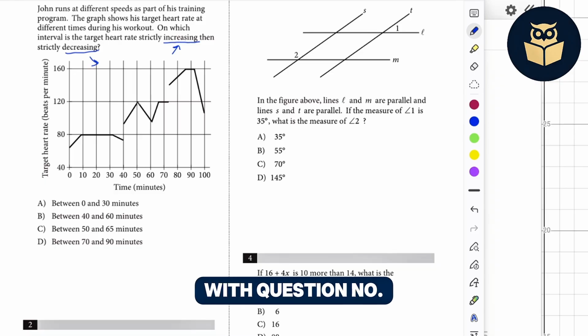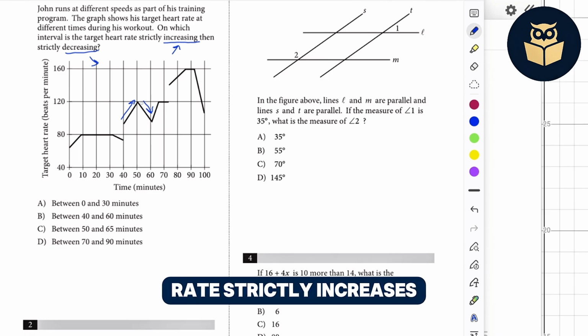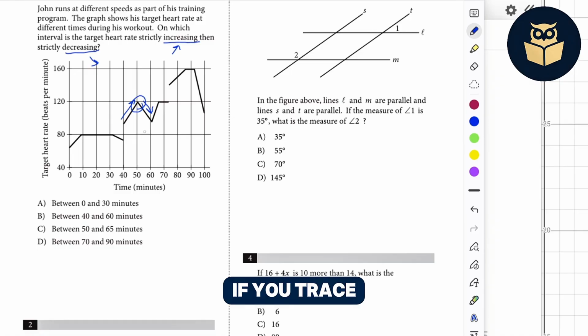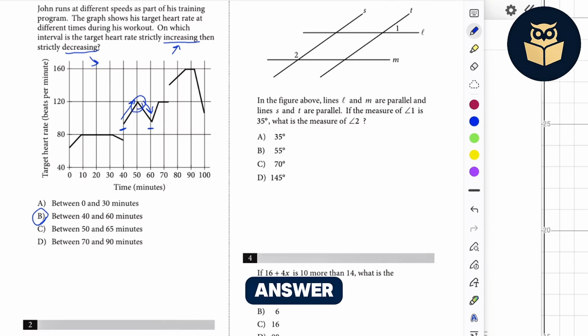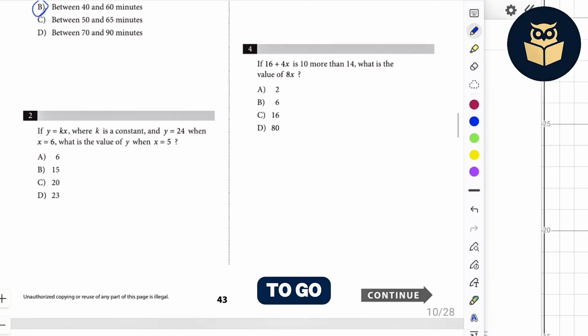Alright, let's kick off with question number 1. Take a quick look at this graph showing target heart rate over time. The question asks for the time interval where the heart rate strictly increases and then strictly decreases. If you trace the line with your finger right between 40 and 60 minutes, it goes straight up until 50 minutes and then drops straight down until 60. That clean up and down pattern gives us our answer. So choice B is the way to go.